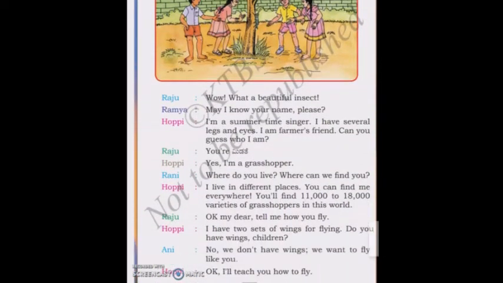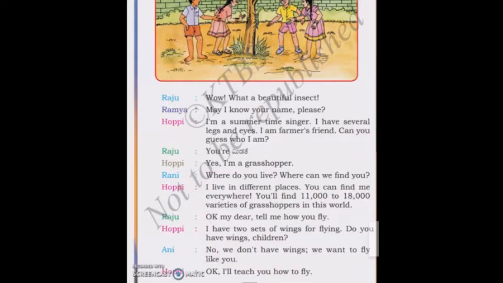Raju says, "Wow, what a beautiful insect." Whenever you are trying to express your surprise, you use an exclamatory mark, isn't it? Now Ramya says, "May I know your name, please?" Now Ramya is talking to the insect. Now the insect, what is the name of the insect?